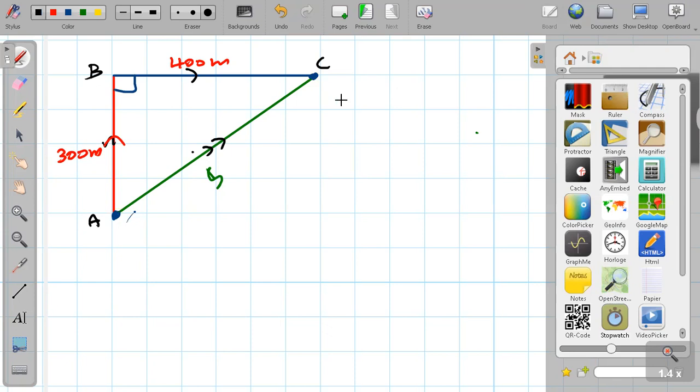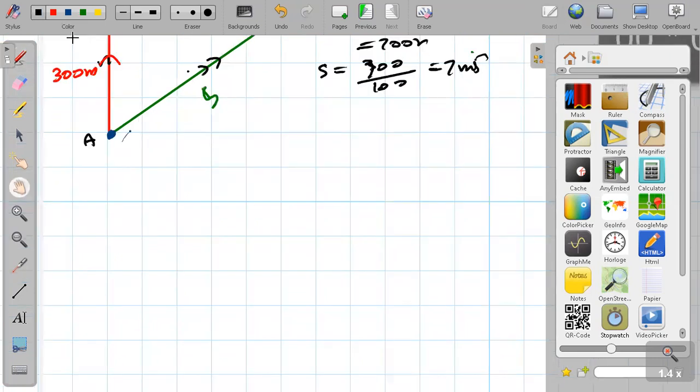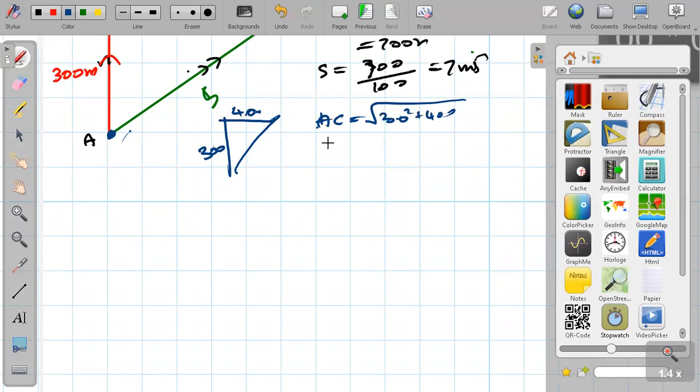The answer: the distance is 300 plus 400, altogether 700 meters. So the speed is equal to what? 700 over 100. It is 7 m s^-1 for the speed. But for the velocity, we have to apply the Pythagoras theorem. AC squared is equal to 300 squared plus 400 squared. So AC is equal to 500 meters. So the velocity is displacement over time. Displacement is 500 meters over a time of 100 seconds. Sorry, it is 5 m s^-1.